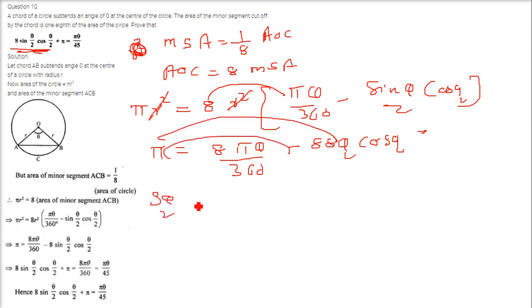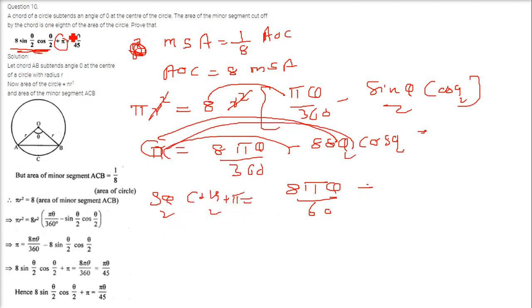So sine theta by 2 cos theta by 2 will be equal to what? I'm bringing pi here, so it will be 8 pi theta by 360 plus this. Pi remains here, I'm not bringing it here. I'm just taking this on this side. So I have sin theta by 2 cos theta by 2 plus pi.